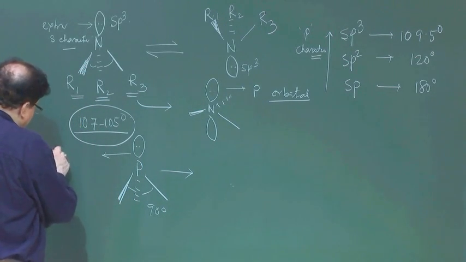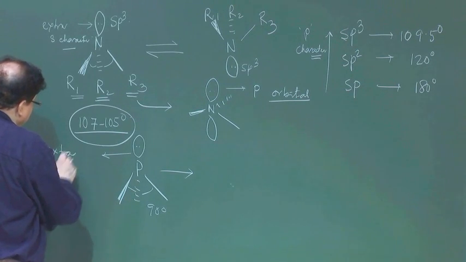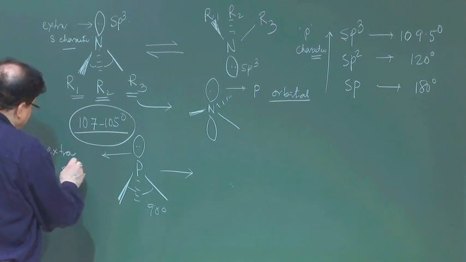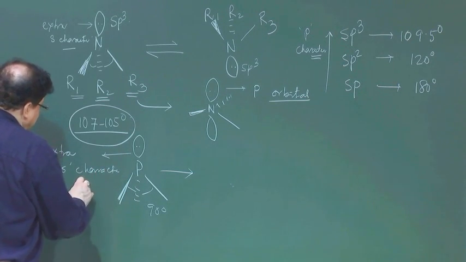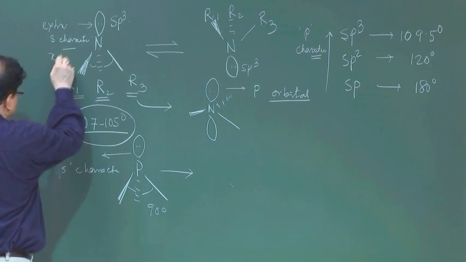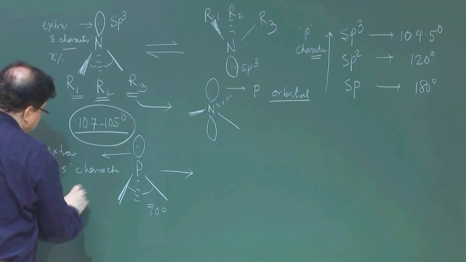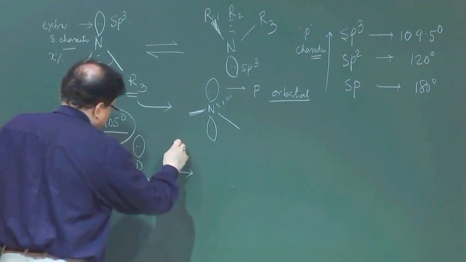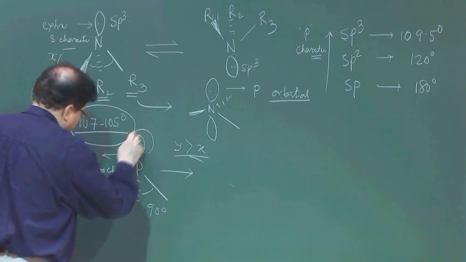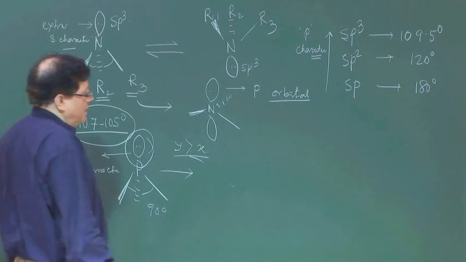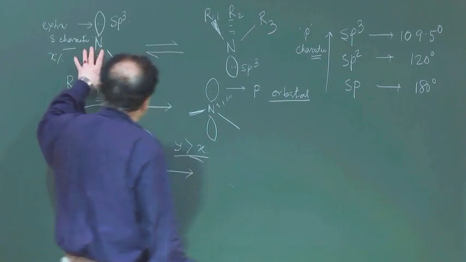This extra p character will be extra s character, sorry, s character. Suppose this is x percent extra s character, and this is y percent. So, what we can say is that y is much greater than x. So, this has got much more s character.